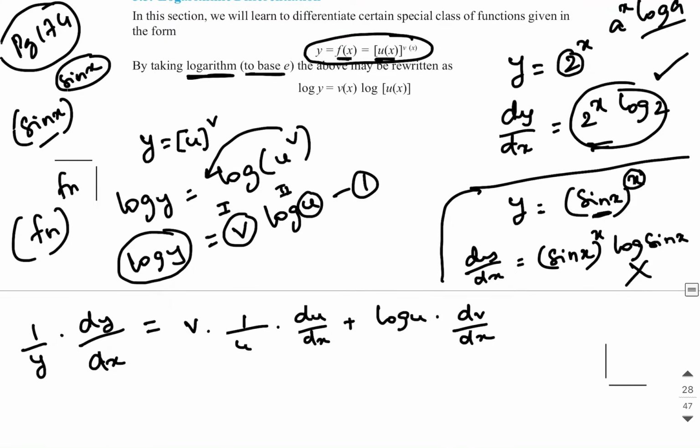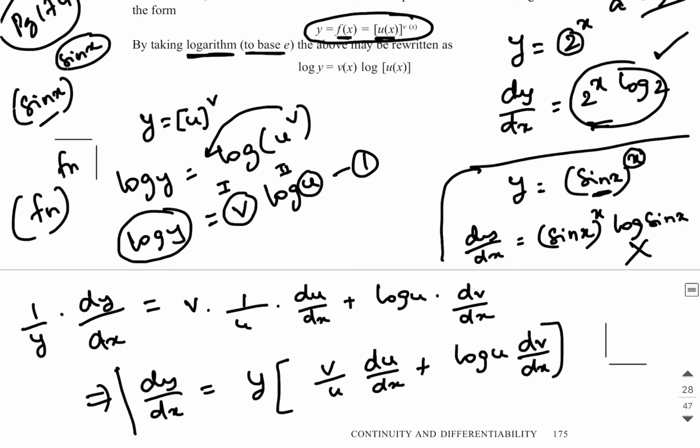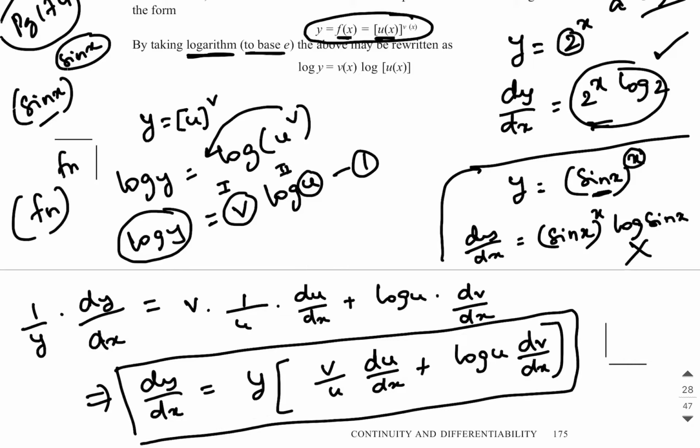Once you write it like this, dy by dx will be equal to y multiplied with v by u into du by dx plus log u into dv by dx. When you solve this, this is how you find the value of dy by dx. But the suggestion is, you cannot remember this like a formula. You have to just remember the steps that you are supposed to follow. I am repeating it: take log on both the sides, then bring the power as a multiplication factor, differentiate on both the sides, and take this y to the right hand side. You will get the value of dy by dx.